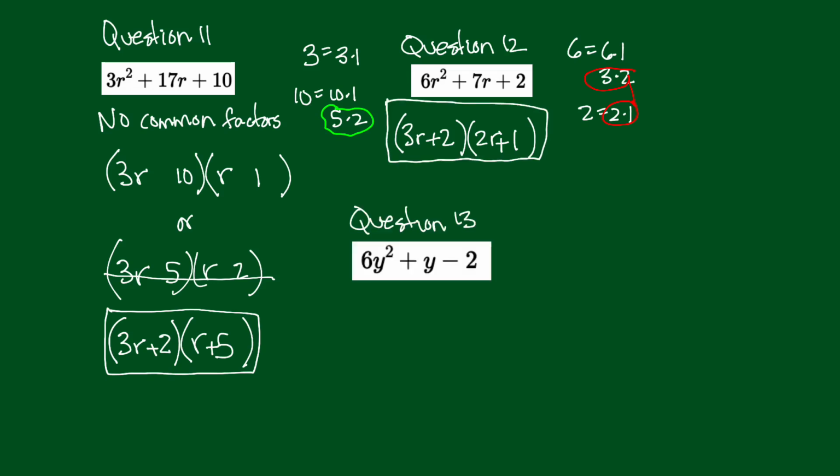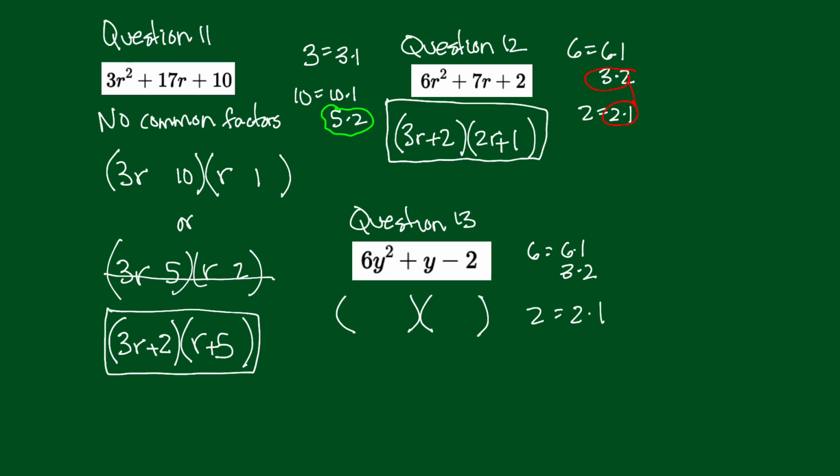Now, 13 looks very much like 12. We've got the 6r squared, we've got the 2 over here. I got the 2's, I got the 6r squared, but the middle term is different. So I don't see anything common. So let's write our parentheses. Now for that 6, I can still use a 6 and a 1, or a 3 and a 2, I don't know which one yet. And the 2, only one way to get it, the 2 and the 1.